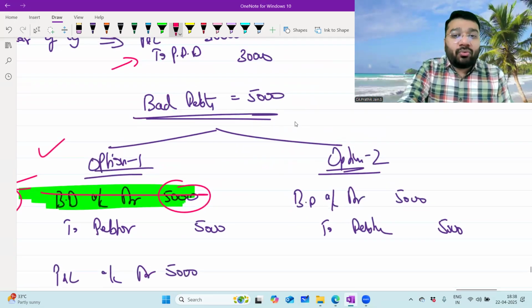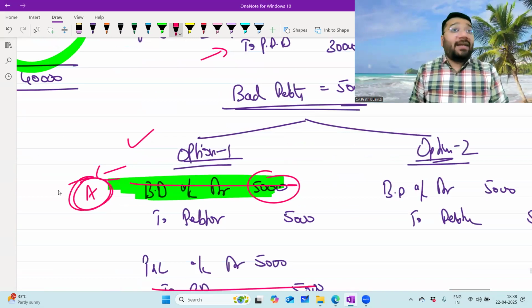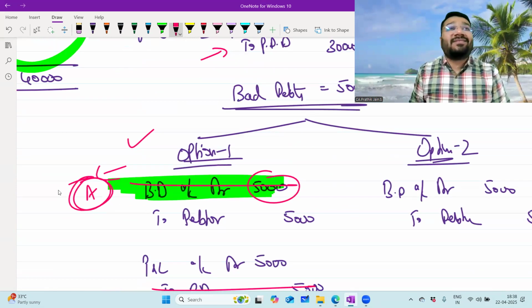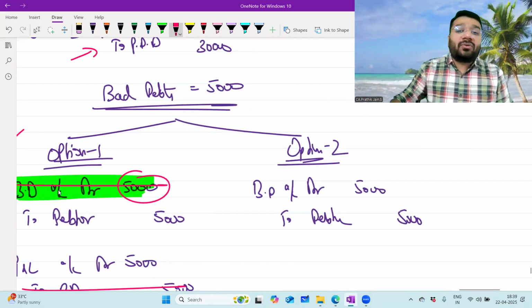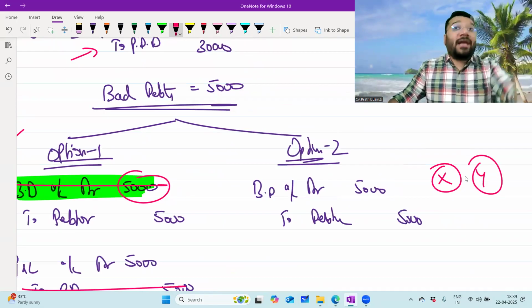Now comes option 2. Now, did they tell that this is bad debt of A in the question anywhere? Did I say no? We assume it is A. Now, your assumption can be this also. No, sir, I think X did not pay, or I think Y did not pay. Any assumption I can make.